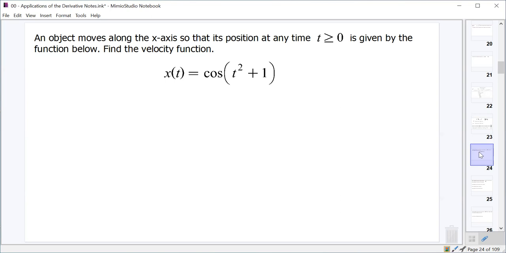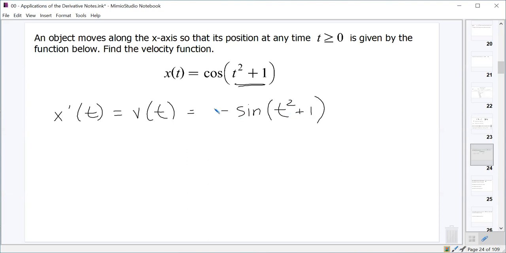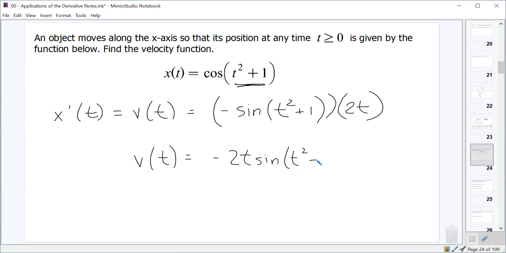So we think back to our list of derivatives from before. We know that the derivative of the position function is the velocity function. So all we have to do is find the derivative of x of t using the chain rule. This is cosine of u, so the derivative of cosine of u would be negative sine of u. And then we'll just have to multiply that by the derivative of u. The derivative of t squared plus 1 is just 2t. So our velocity function would simply be negative 2t times the sine of t squared plus 1.